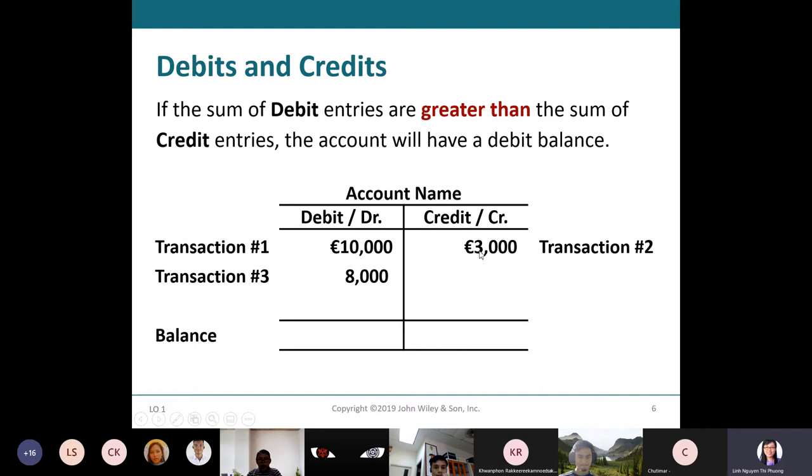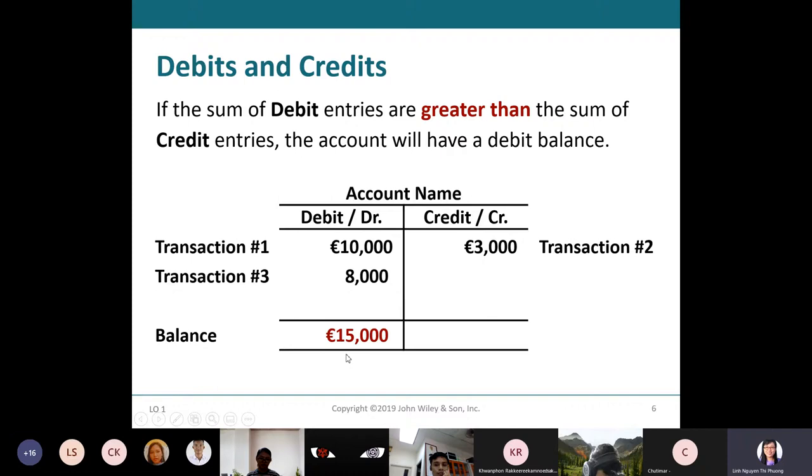Okay, so here, what is the balance of the account? Alexander, what is the balance of the account? 18,000. No, balance. Okay. 18,000 minus 3,000 is how much? 15,000. 15,000, okay, and it will be a debit balance, because the amount in the debit column is more than the amount in the credit column. So the balance will be on the debit side, or we say that the account will have a debit balance, okay?